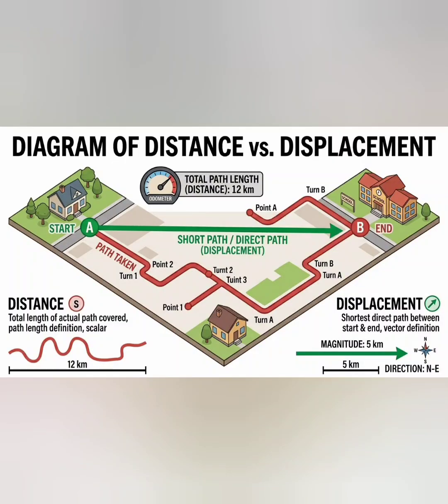Here in this diagram, position A is your home and position B is your school. You are traveling through the red path, that is your total distance, and the direct connection from position A to position B, the straight line path, is your displacement.